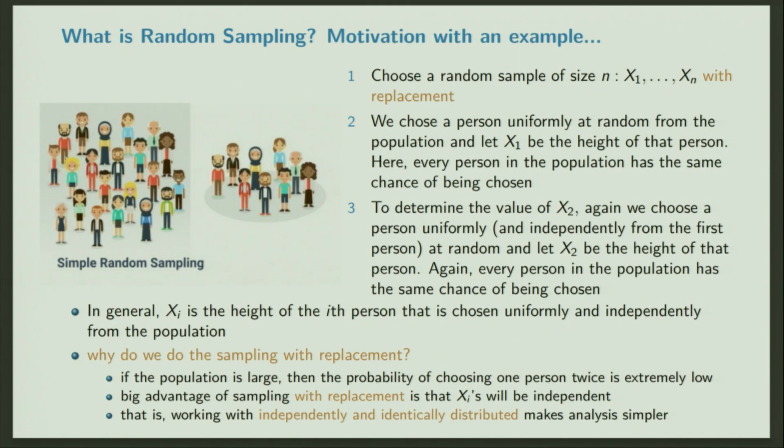We will try to define what exactly a random sample is. We pick x1, x2, up to xn, where n is the sample size, and we do it with replacement. The reason we do it with replacement is that we want the samples to be independently and identically distributed. So we choose a person uniformly at random from the population and let x1 be the height of that person. Hence, every person in the population has the same chance of being chosen. Since we are doing it with replacement, we are not really changing the distribution. To determine x2, again we choose a person uniformly at random and let x2 be the height of that person. Again, every person in the population has the same chance of being chosen.